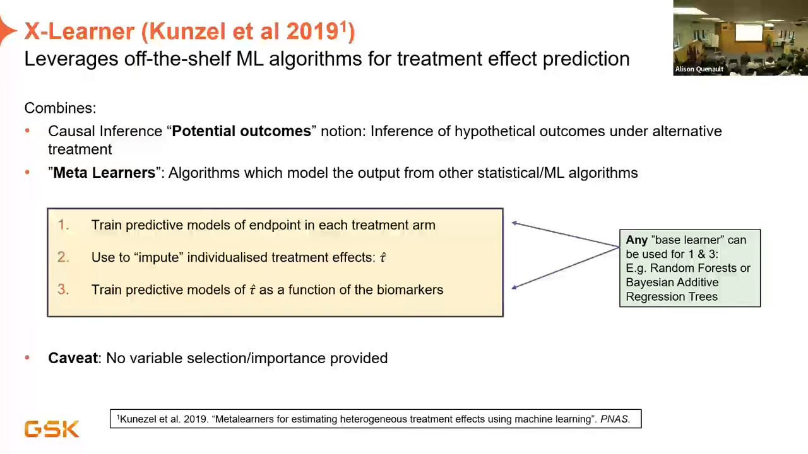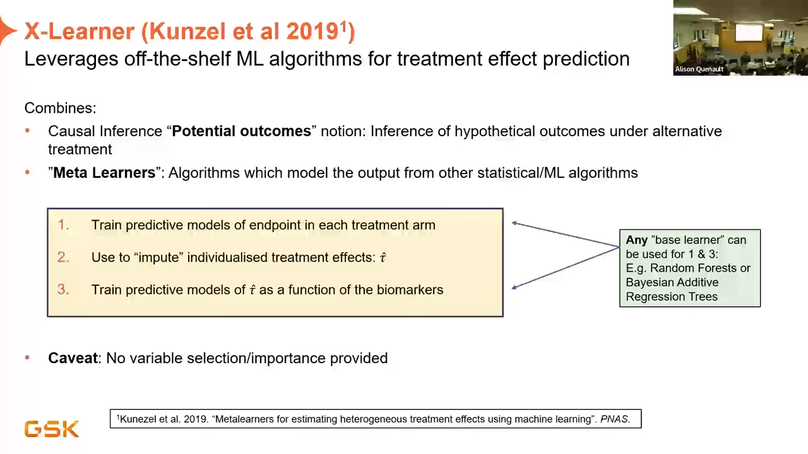Once you've built those, so if you think about it, each person in the trial has been assigned a treatment. You know their outcome under their assigned treatment, but you don't know their outcome under the treatment which they weren't given. You use the two predictive models trained in step one to project the hypothetical outcome each patient would have got on the alternative treatment. So now at this point in step two, you have for each patient their real outcome under the treatment they were given and an imputed outcome under the alternative treatment. If you take the difference of those, you have an imputed individualized treatment effect. You've imputed what their person-specific treatment effect would have been.